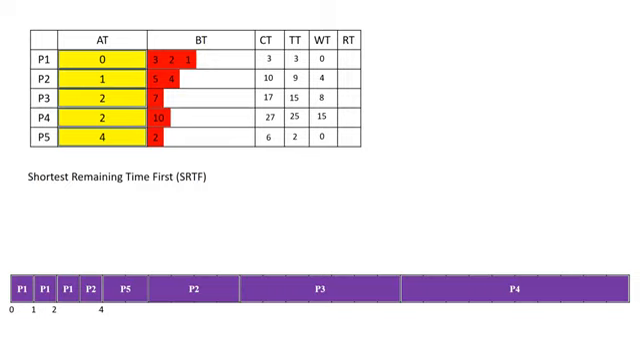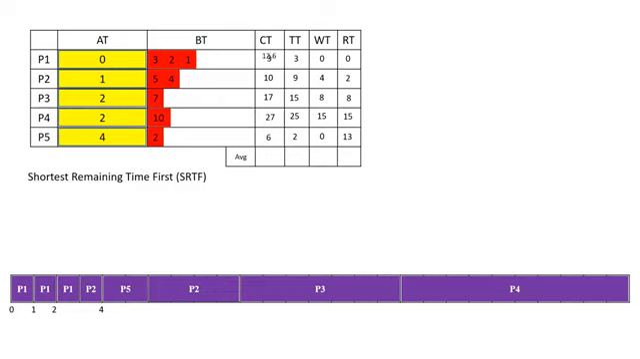And finally, the response time. P1 arrived at 0 and got scheduled at 0. So it has a response time of 0. P2 arrived at 1 but got scheduled at 3. So it has a response time of 2. And so forth.